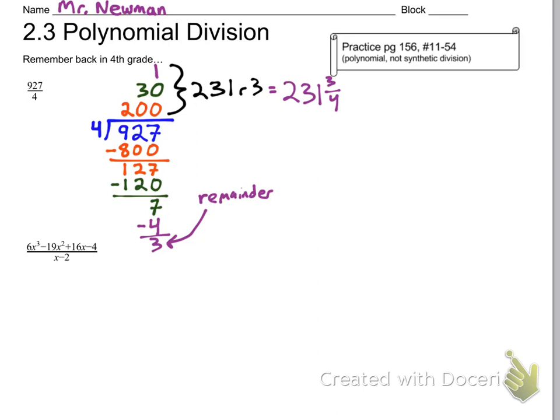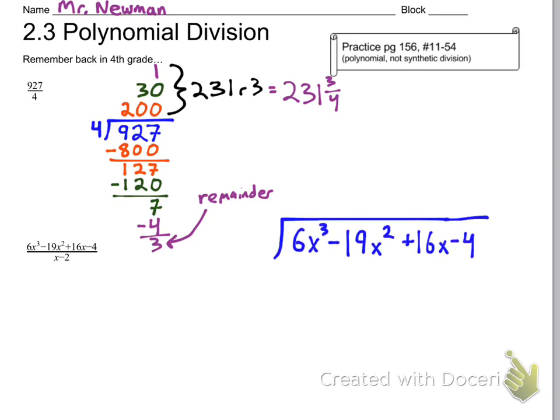So we're going to do the same thing, but we're going to do it with polynomials. And notice the number on top is the number that goes inside. So our polynomial that we're going to divide is 6x cubed minus 19x squared plus 16x minus 4. And we're going to do x minus 2 is going to be what we divide by. What we want to look at is anytime we're doing this, I always want to look at the very first term on the outside and that first thing that we need to eliminate right there. How many times does x go into 6x cubed? Well, it goes 6x squared times.